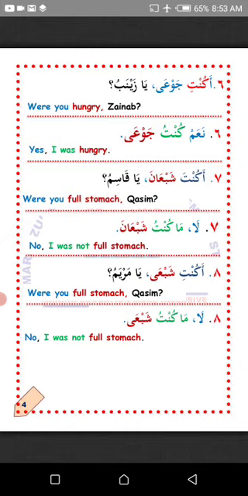Number 8. Now the response to the question. Number 7 being the response to the question: La, no. Ma kuntu shaba'ana. I was not full stomach.